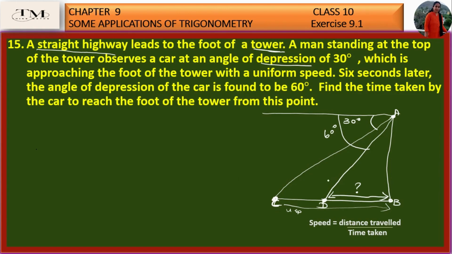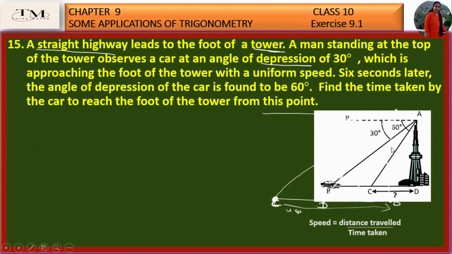Okay children, now let us take this to the picture. So AD is the tower and AP is the horizontal line. These are the angles of depression, which make 30 degrees and 60 degrees. Now the car travels from B to C. The time taken here is 6 seconds. After 6 seconds, the car reaches C.